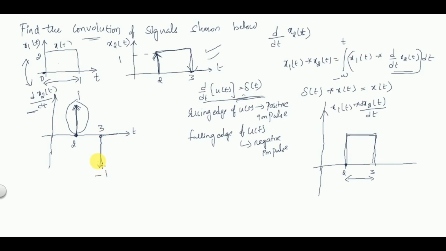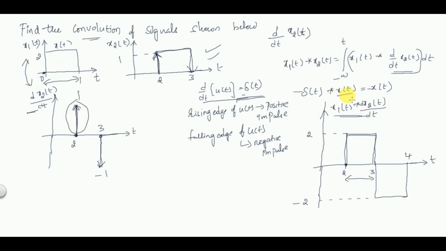At 3 there is a negative impulse. When there is a negative impulse, this also gets multiplied by minus. So you'll get a negative step with the same amplitude but in the negative region. So this will be -2 and this will be +2. So this is from 4. This is your x of t convolved with d by dt of x2 of t.